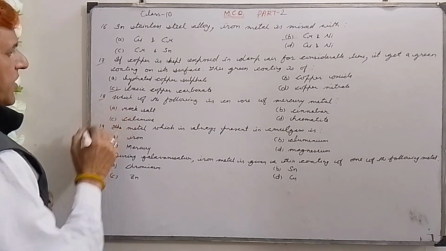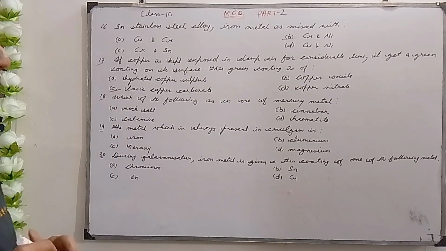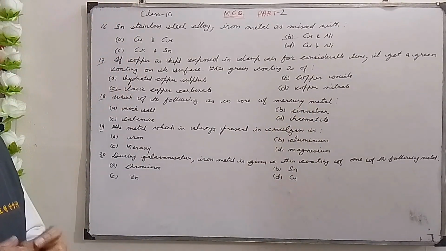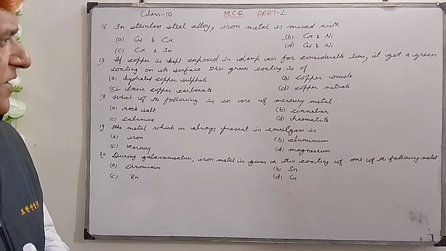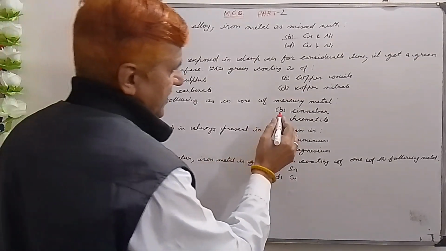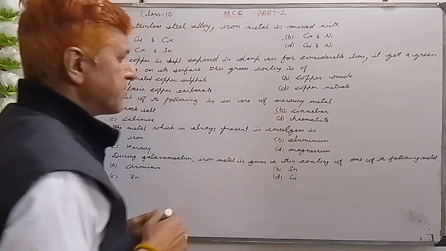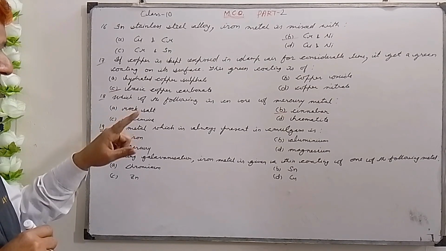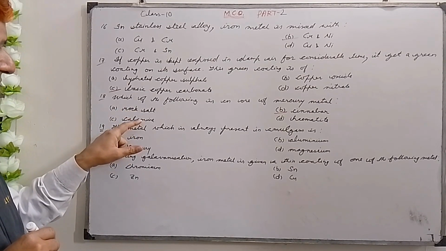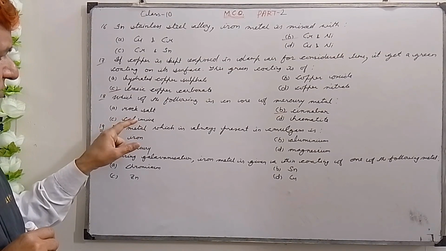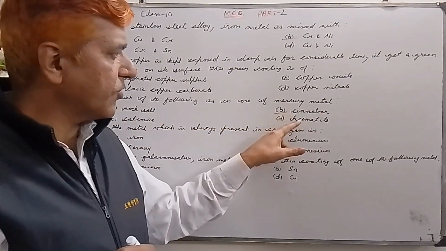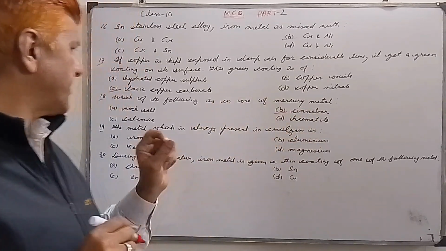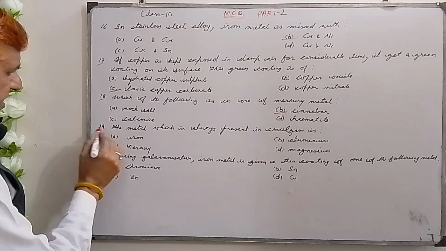Question number 18. Which of the following is an ore of mercury metal? So my dear students, always remember that the ore of mercury metal is cinnabar. So cinnabar is the ore of mercury metal. Rock salt is the ore of sodium. Calamine, ore of zinc. Hematite, ore of iron. So cinnabar is the ore of mercury. Always remember this.